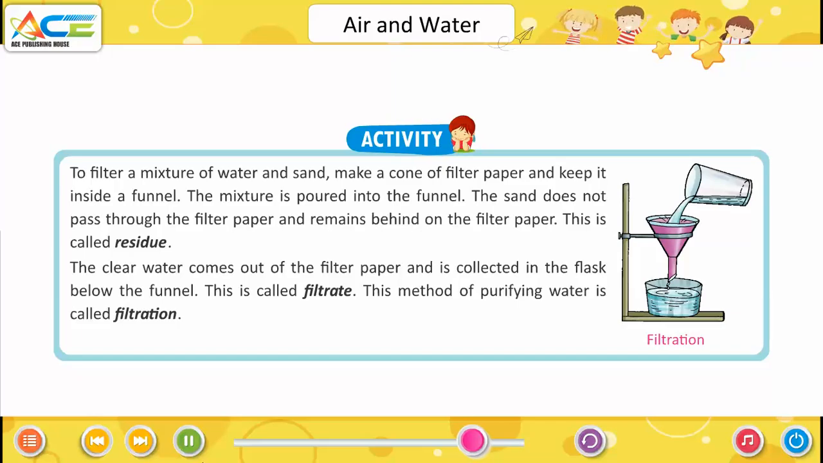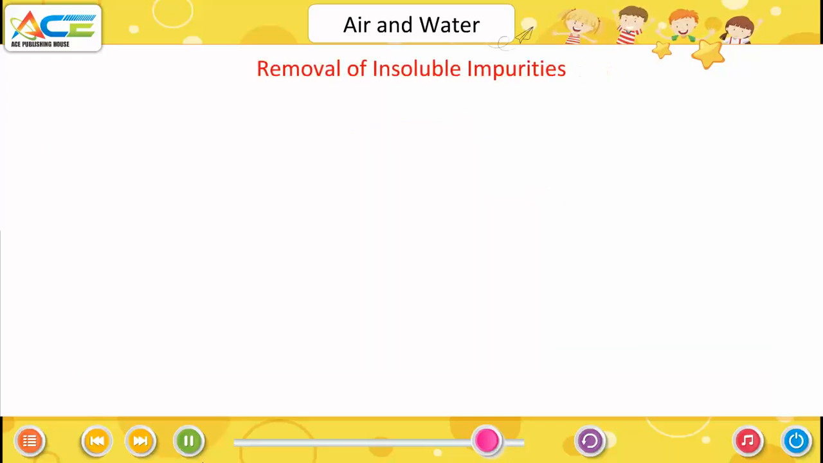The sand does not pass through the filter paper and remains behind on the filter paper. This is called residue. The clear water comes out of the filter paper and is collected in the flask below the funnel. This is called filtrate. This method of purifying water is called filtration.